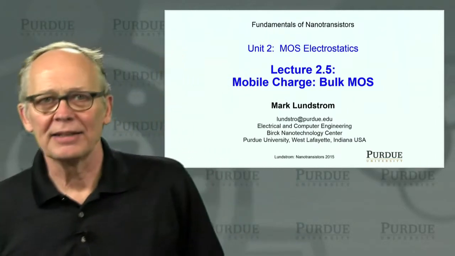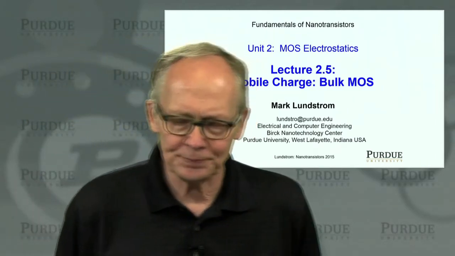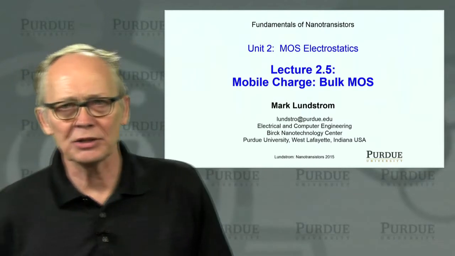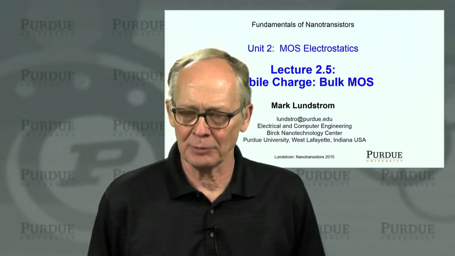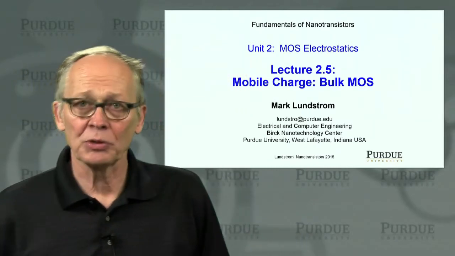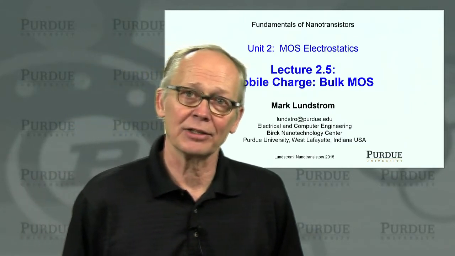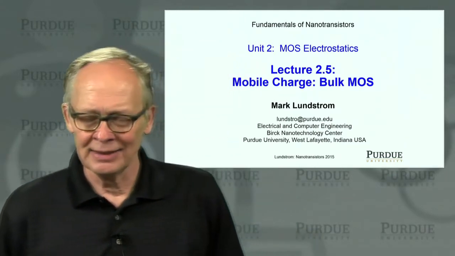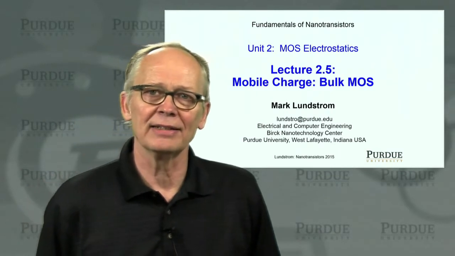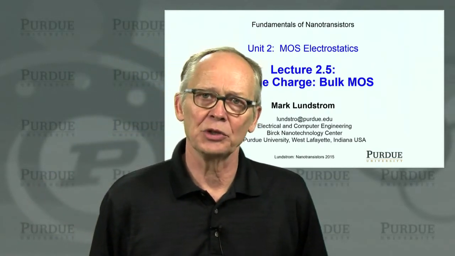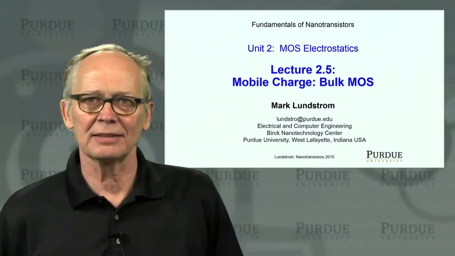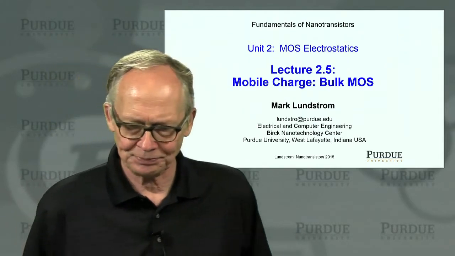Hello everyone, this is lecture 5 in unit 2. This is the first of 2 lectures on the mobile charge in an MOS capacitor. The mobile charge is the charge that's going to carry the current from the source to the drain, so it's important that we understand this charge, which occurs once we bend the bands past the onset of inversion.